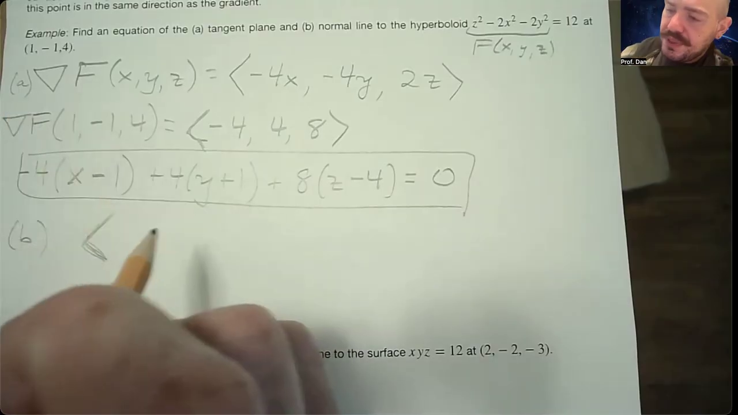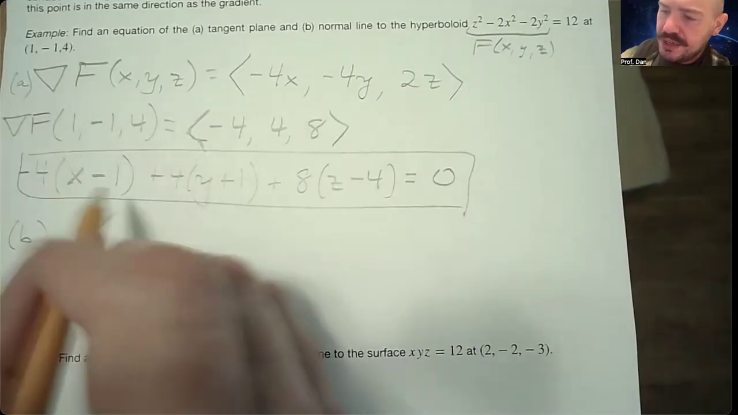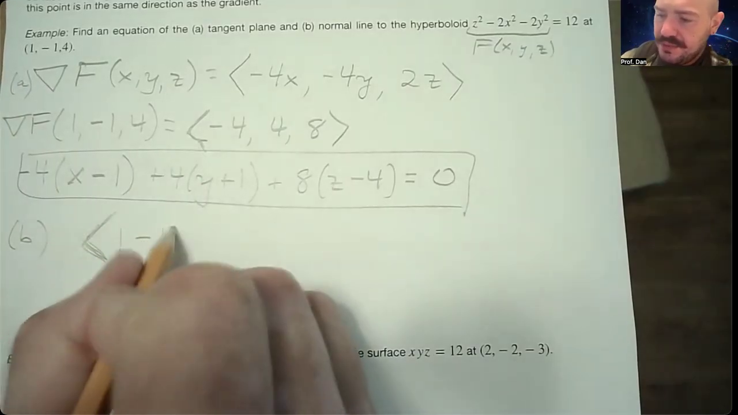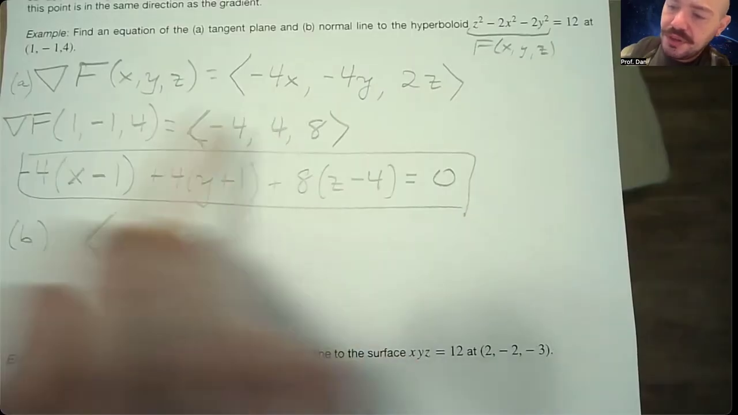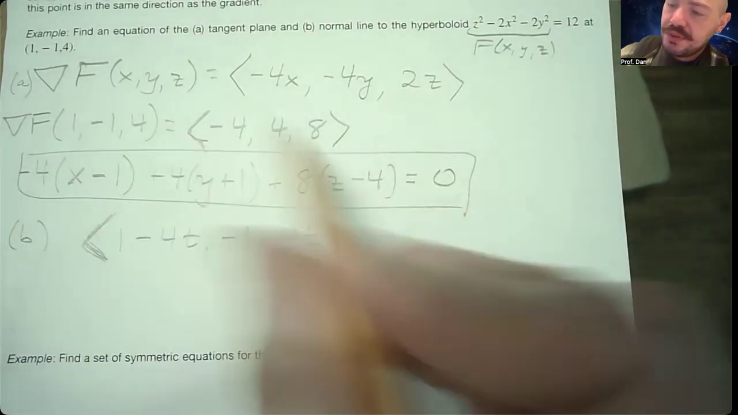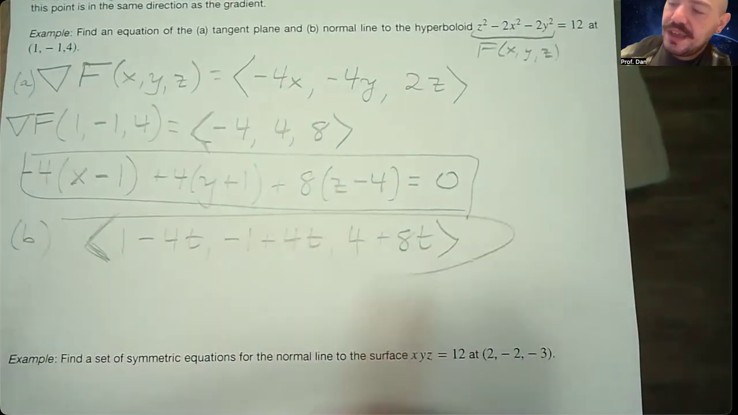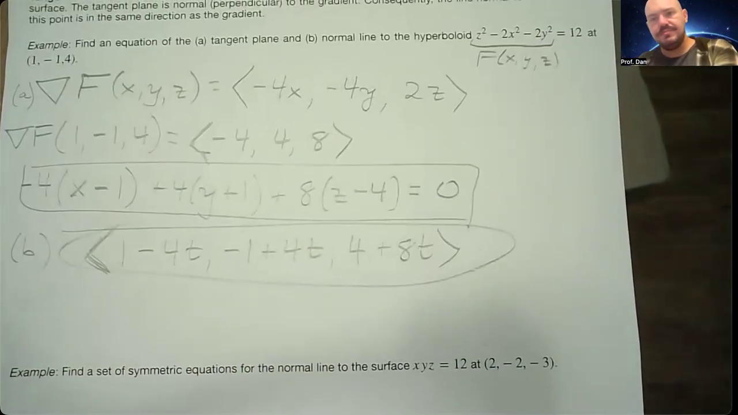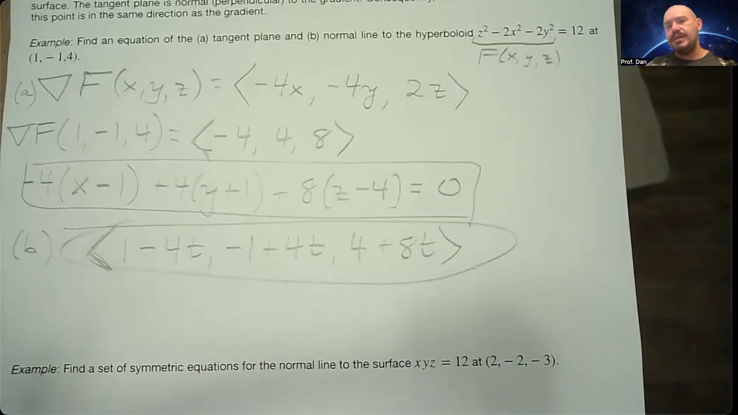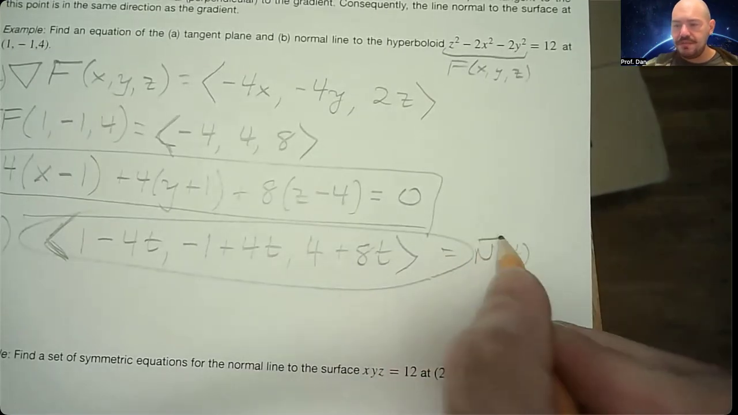So for the x component, we would get 1 minus 4t. For the y component, we would get -1 plus 4t. And then for the z component, 4 plus 8t. And that would be our equation for our normal line, which we could write as n of t.